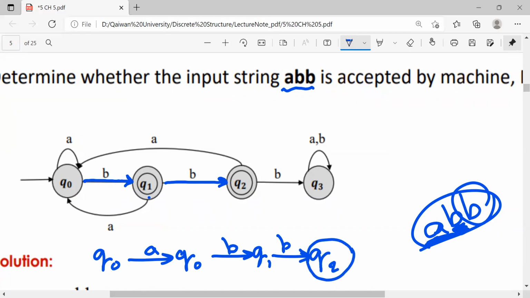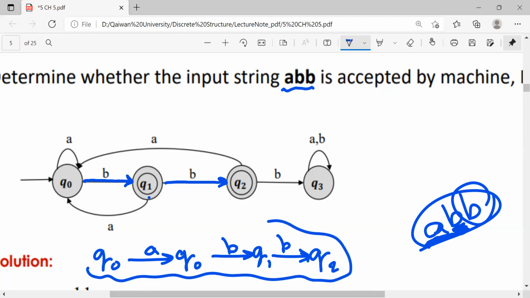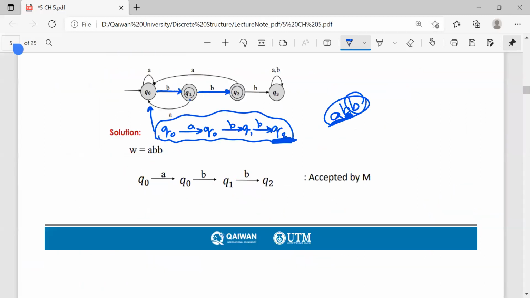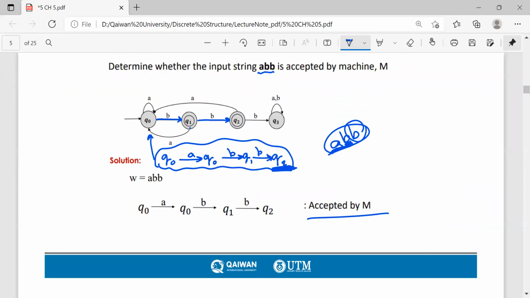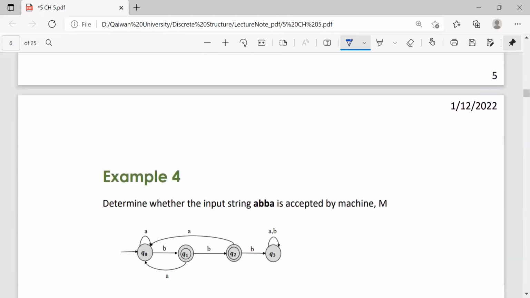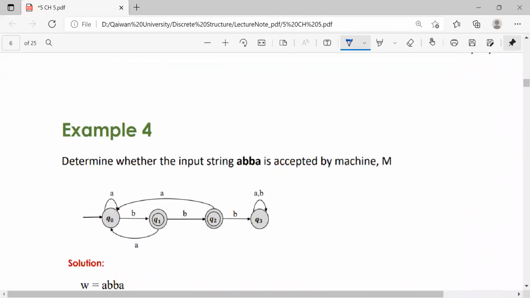Is this a final state? Yes. So we can say that's accepted by M, because this belongs to the graph, and this is the final state on the graph. Okay, so it is accepted. It's so easy. We now have this.